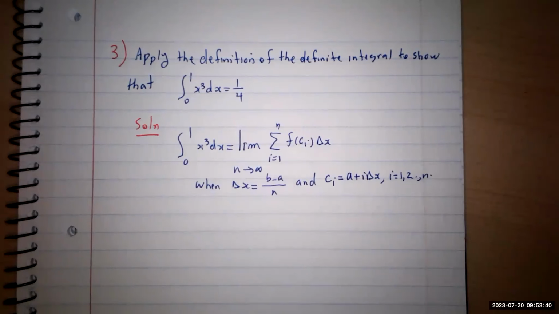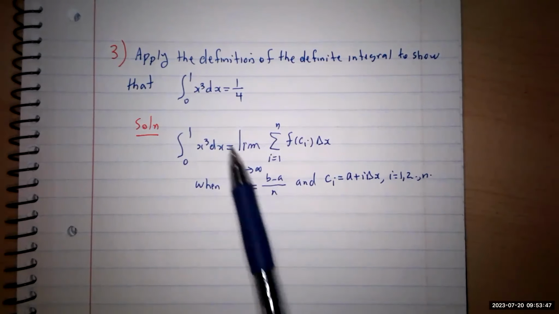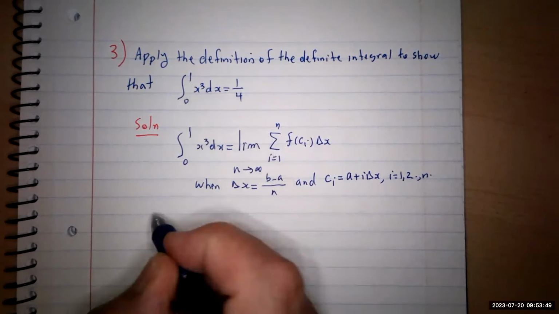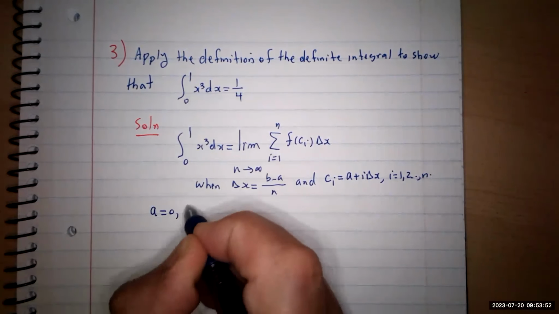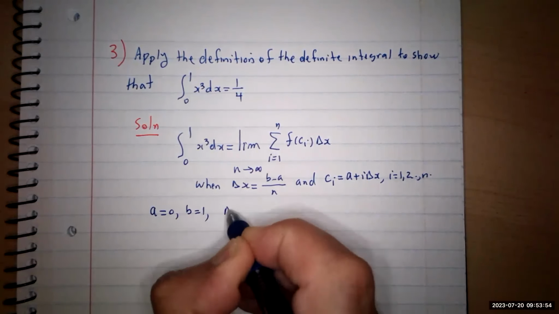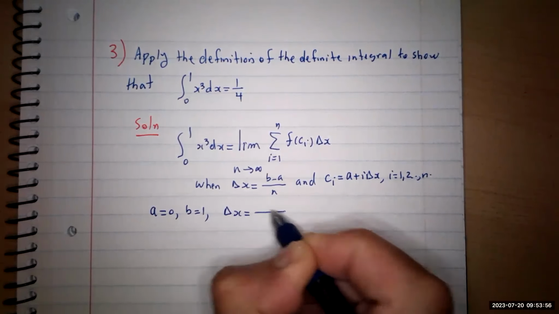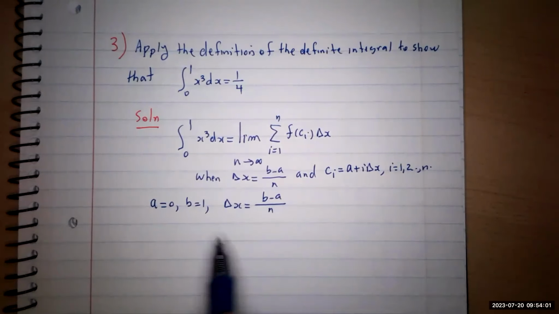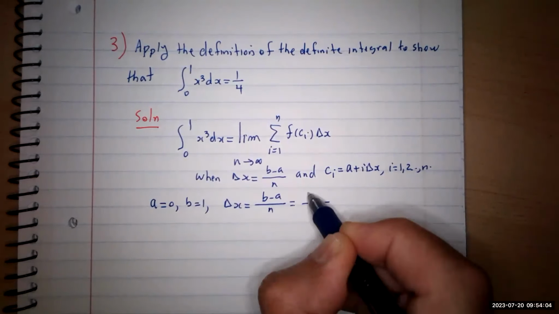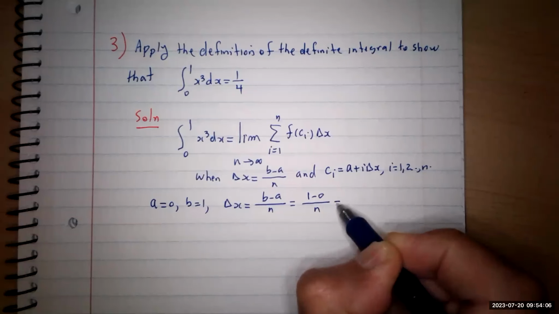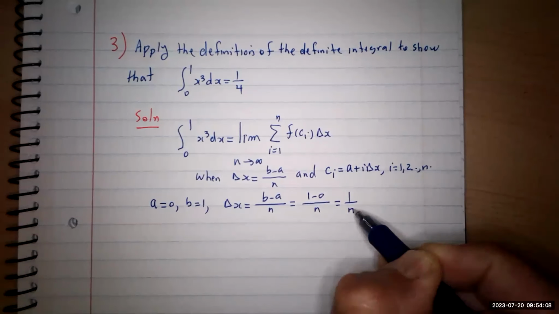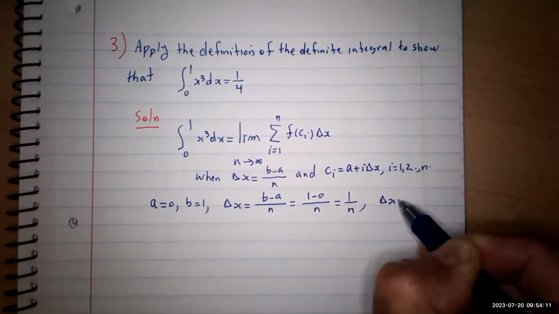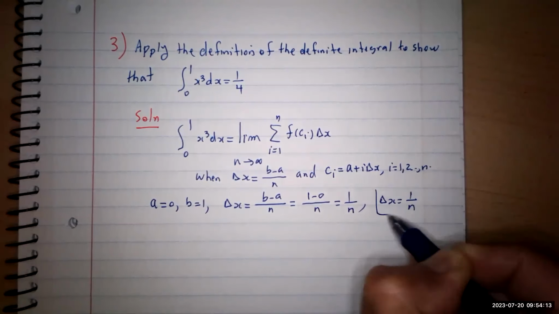Step by step, you just make this and prove that it's going to be a quarter. And the way we do it, step one: a is the smaller number, b is the bigger one. So a is 0, b is 1. You find the delta x first. Delta x is (b minus a) over n, so it's going to be 1 minus 0 over n, which is 1 over n. So delta x is 1 over n. That is step one.